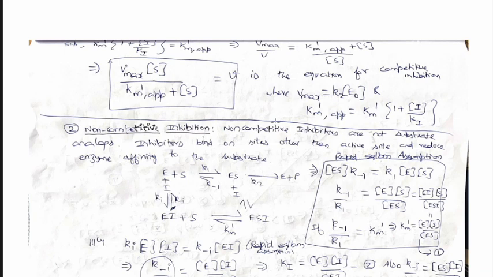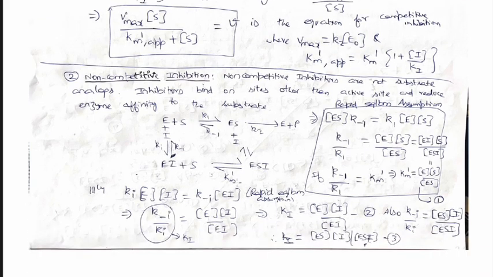Now, non-competitive inhibition. Non-competitive inhibitors are not substrate analogs. Inhibitors bind on sites other than the active site and reduce the enzyme's availability to the substrate. In this case of non-competitive inhibition, they bind to the enzyme as well as to the enzyme substrate complex. So the enzyme after binding forms the EI complex, and ES also becomes ESI. Km dash, this is Km dash here.